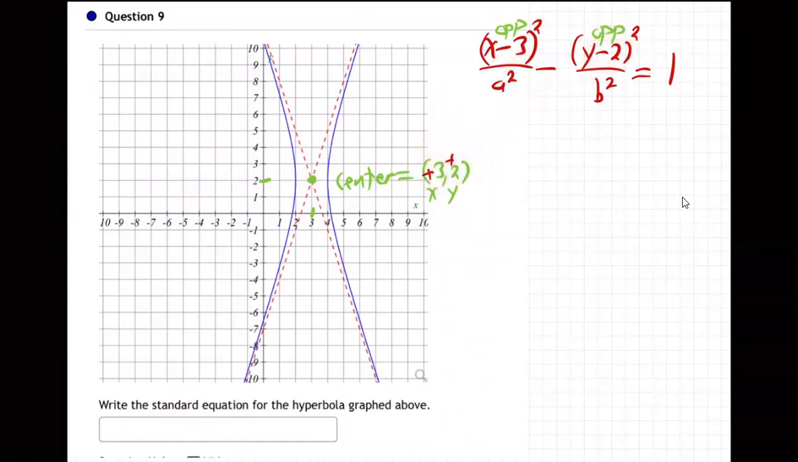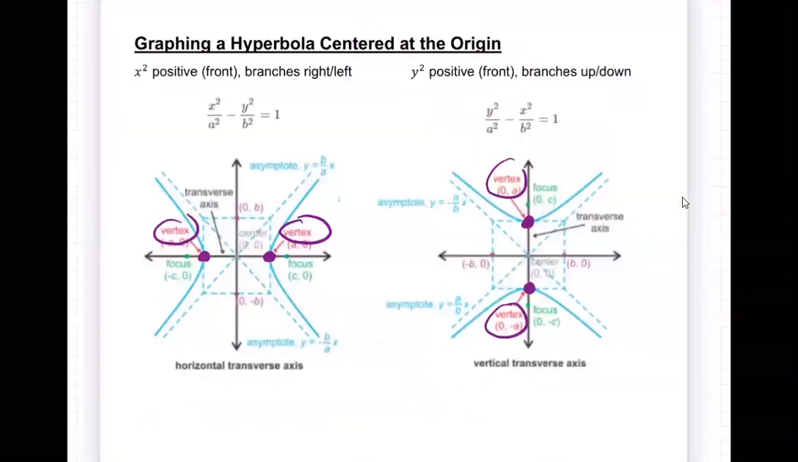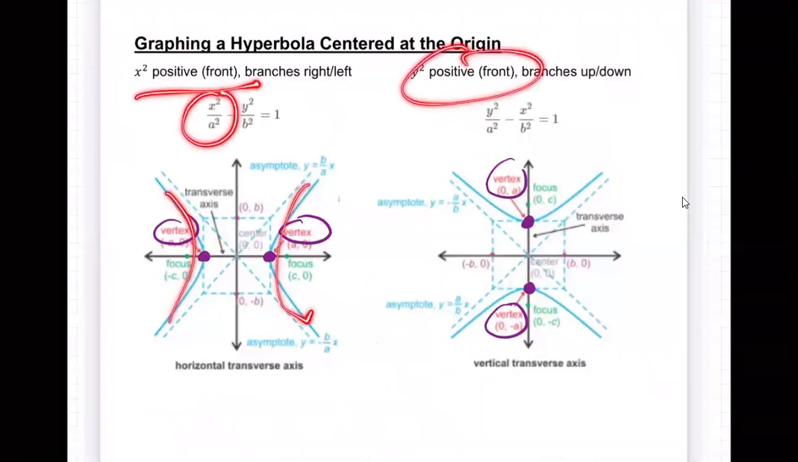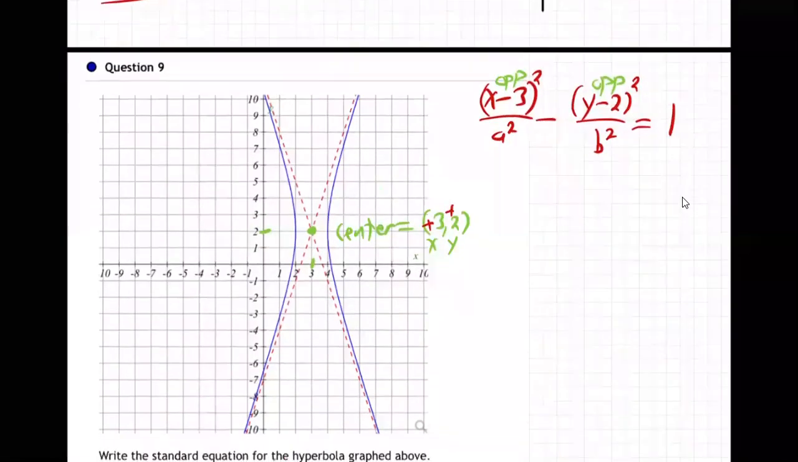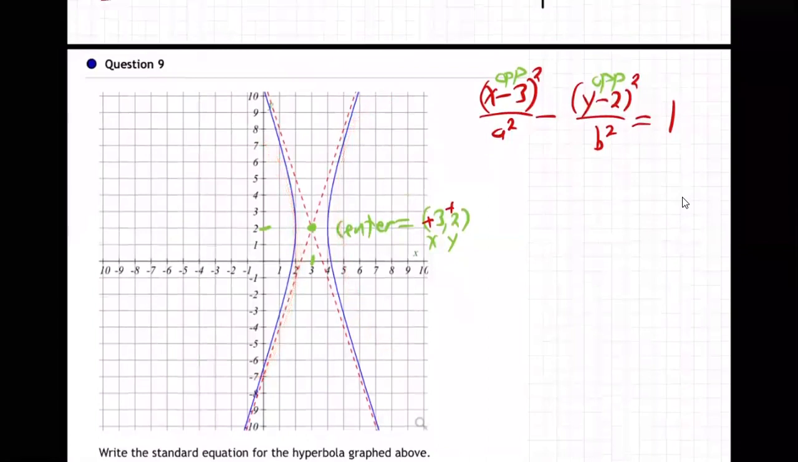Now, how do we know if x goes in the front or y goes in the front? I just wrote x in the front, but is that really true? Well, remember, if x squared is positive in the front, the branches go right, left. If y squared is positive in the front, the branches go up, down. So what's in the front and positive tells you which way the branches go. Y goes on the y-axis, x goes on the x-axis. So what do we have? We have branches going right, left. So that's right then. By random luck, I've got it right.